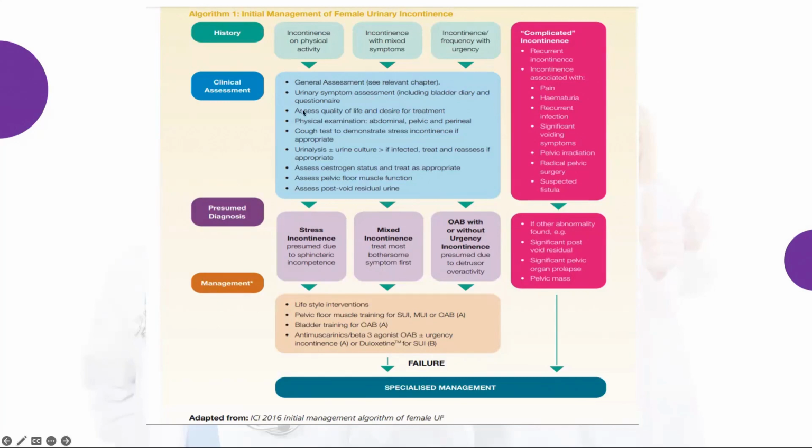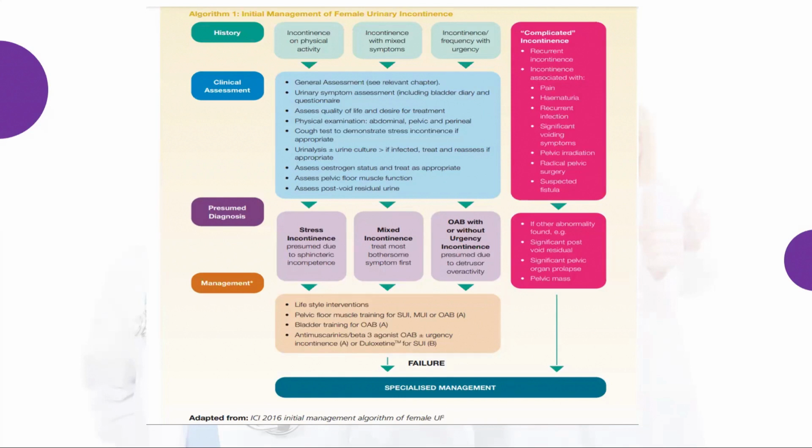Okay, so now coming back to our basic stress incontinence. So now you have three types of diagnosis, right? After your initial assessment, it can be a stress incontinence, which is of course due to sphincter incompetence. It can be a mixed incontinence. In mixed incontinence, you have to treat the symptom which is bothering the patient the most. Because sometimes the patient is more irritated with the sudden rushing to the washroom and then being incontinent, or the patient having a little leak while coughing or sneezing.